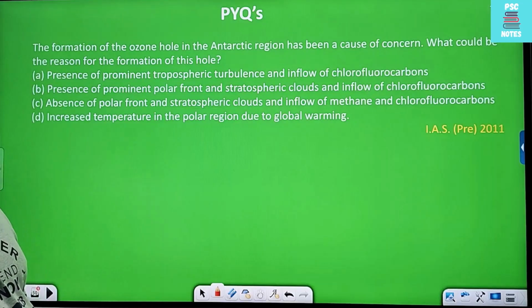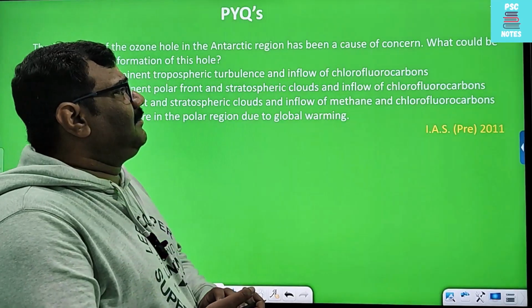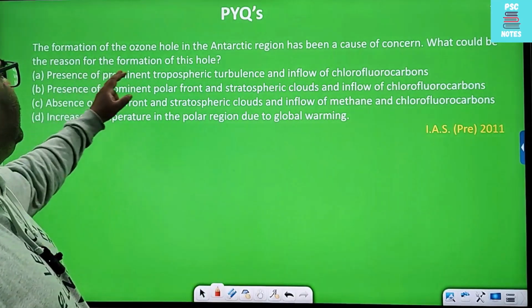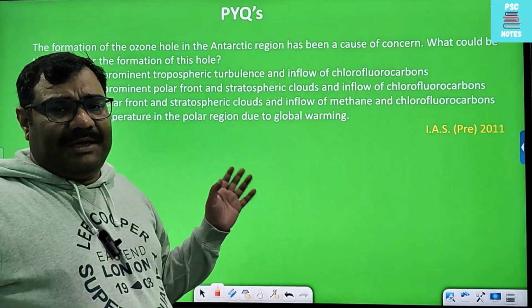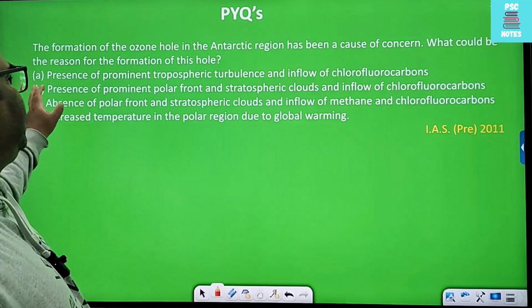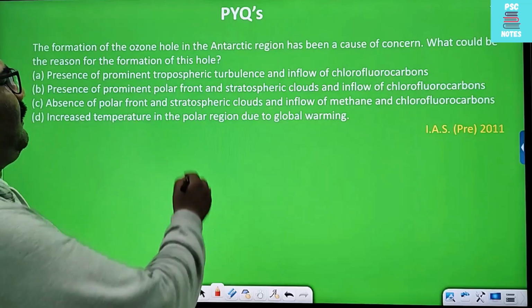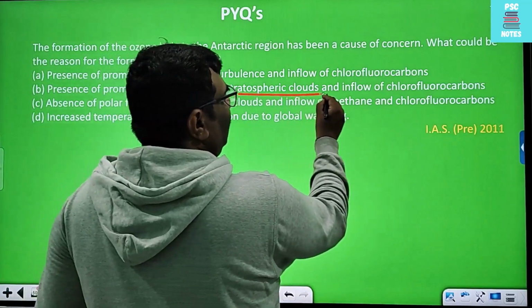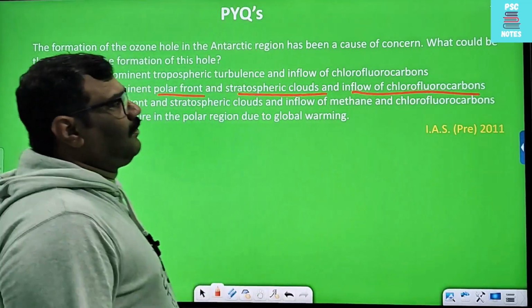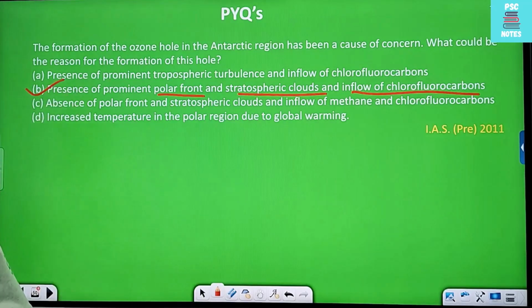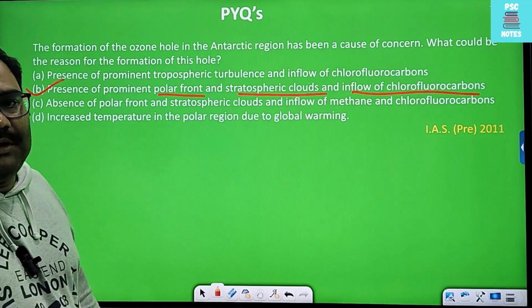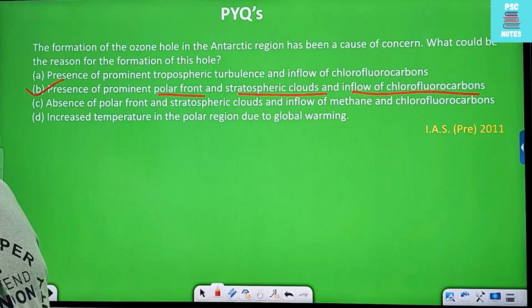Now coming to next question. Formation of ozone hole in Antarctic region has been a cause of concern. What would be the reason for the formation of this hole? अभी हमने चेक किया. ठीक है, तो presence of prominent polar front and polar stratospheric cloud, inflow of chlorofluorocarbons. ठीक है, तो ऑप्शन बी इज करेक्ट.